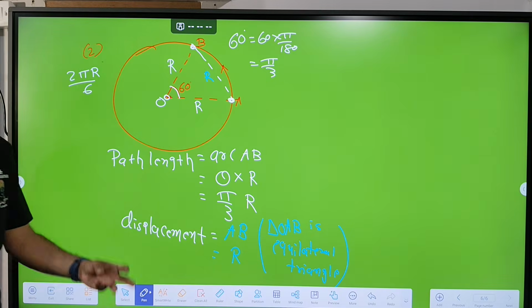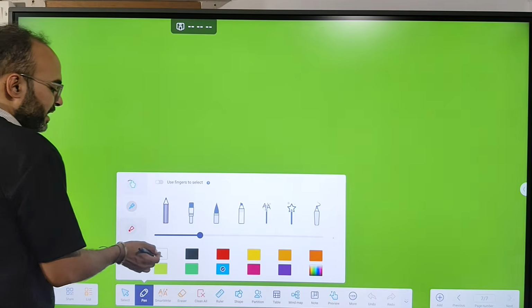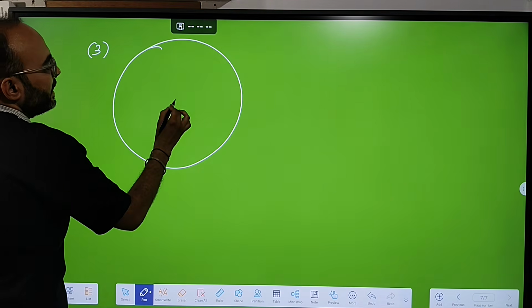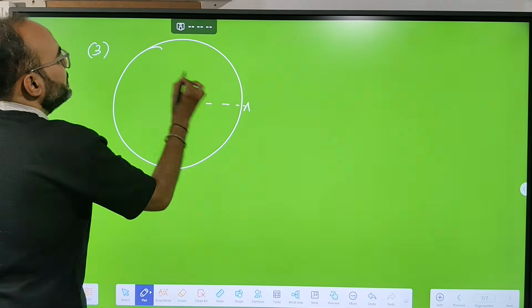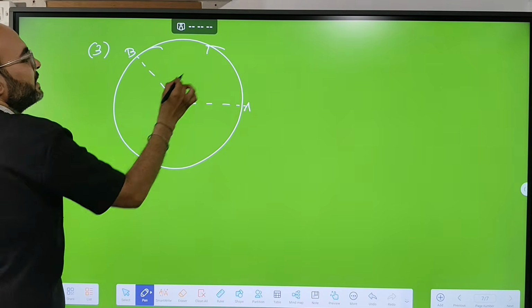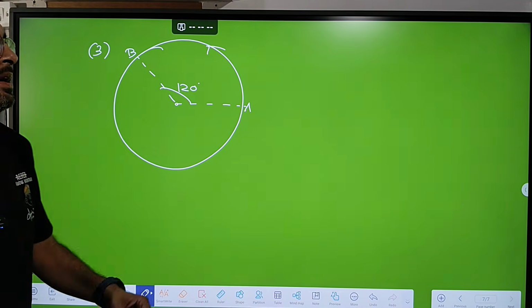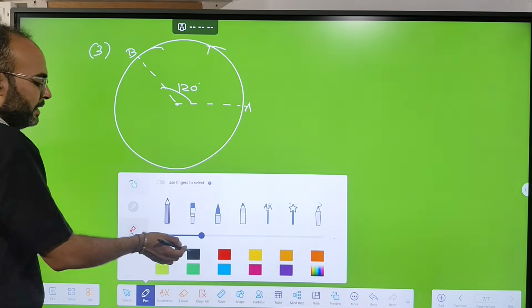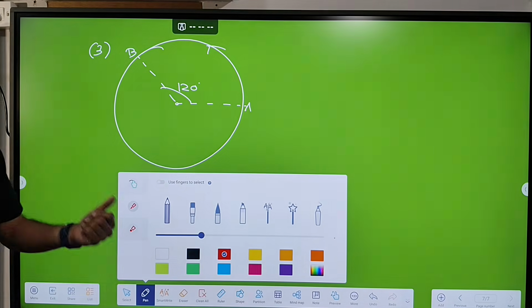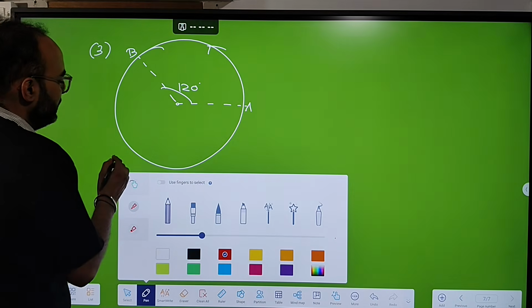Chalo. Now our next, third case. See, the third case is very important. In the third case, the particle is moving from A to B, and what is the angle here? 120 degree. Now we want to find path length and displacement. First we want to find path length.